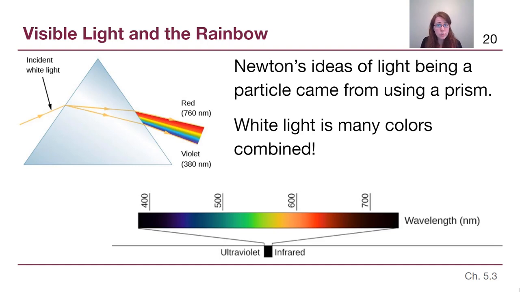But it is still true, even though light is this photon, this wave and particle duality, it is still true that white light, especially when it comes from an incandescent light bulb or the sun, is made up of several different colors combined. And for situations where we do have a hot, dense object, and we'll be talking about that soon, it is all of the colors in a smooth, continuous spectrum.